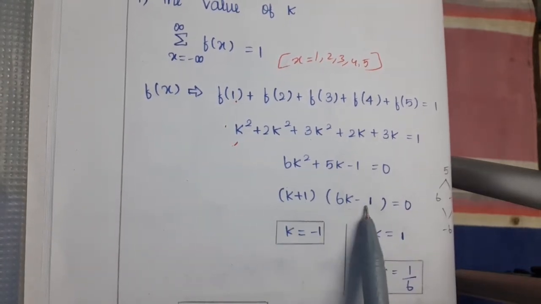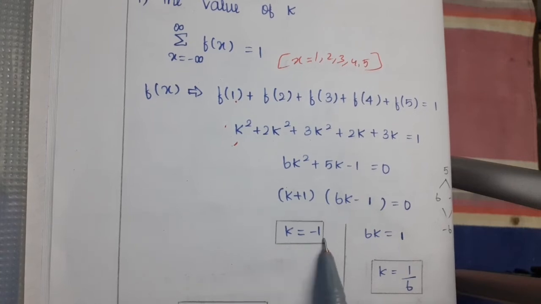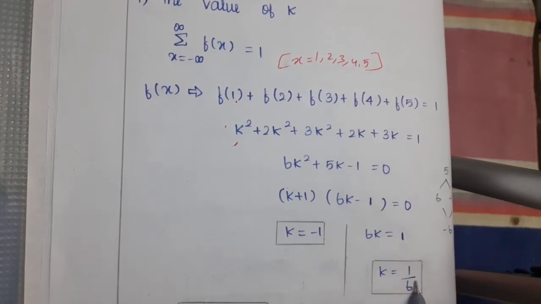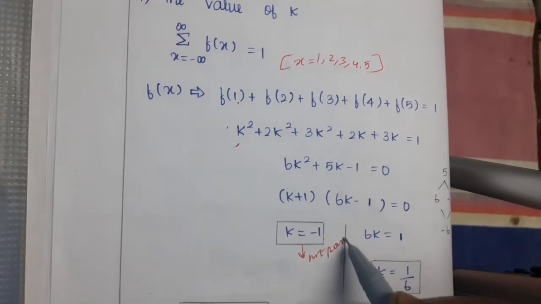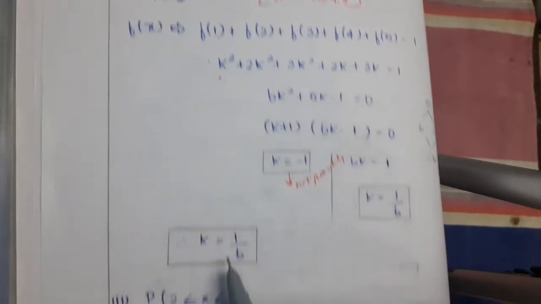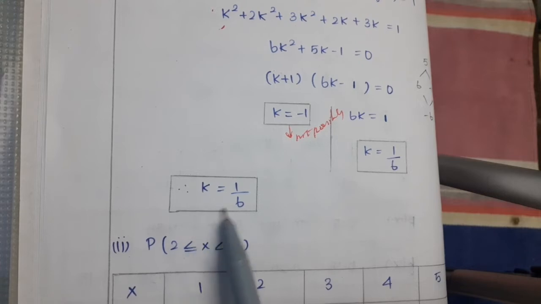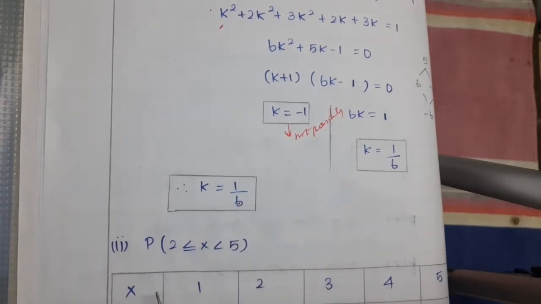K plus 1, 6k minus 1 equal to 0. K equal to minus 1 or 6k equal to 1, so k equal to 1 by 6. The negative value is not possible for a probability. Therefore we take k equal to 1 by 6. Therefore the value of k is 1 by 6.